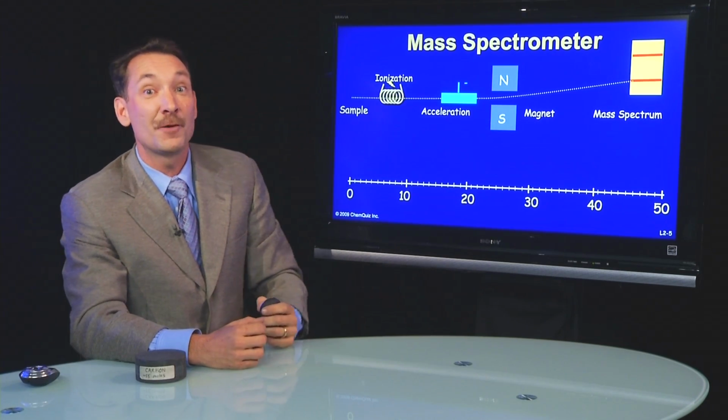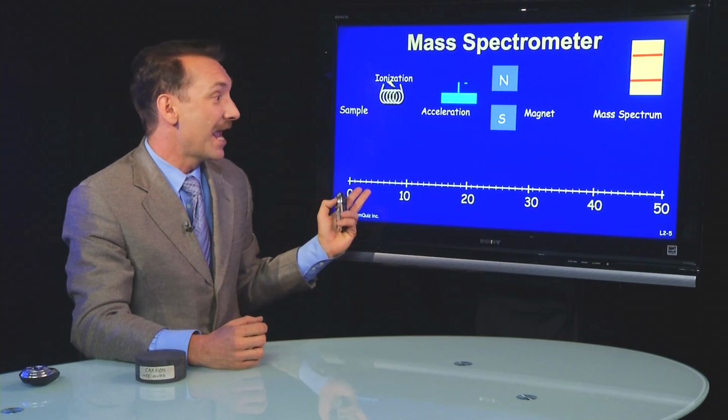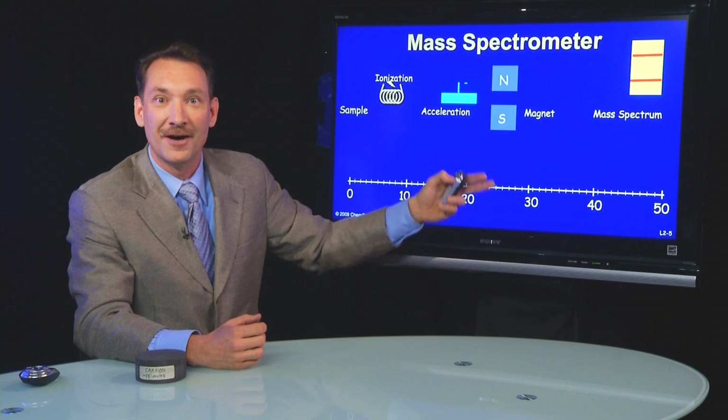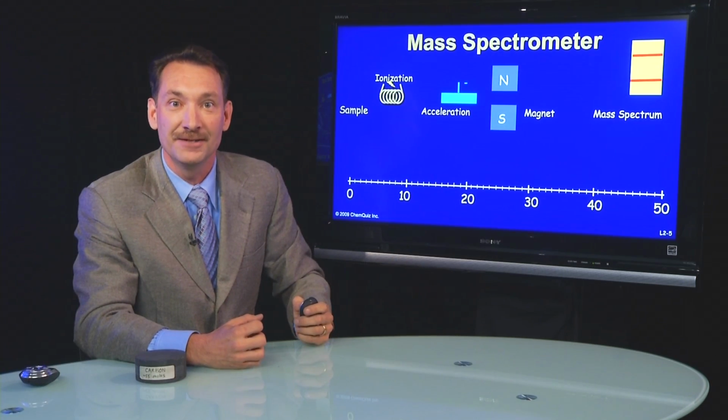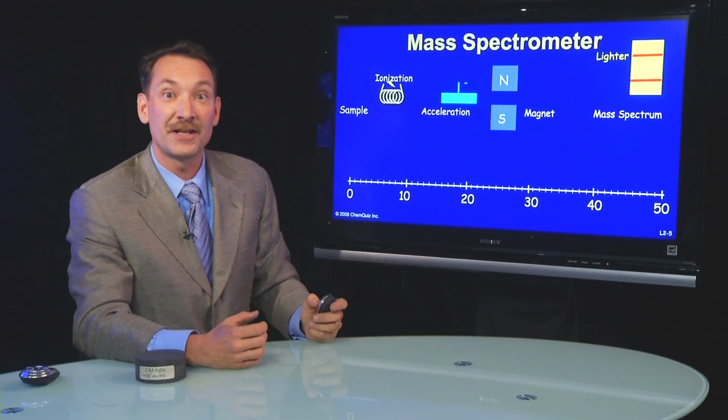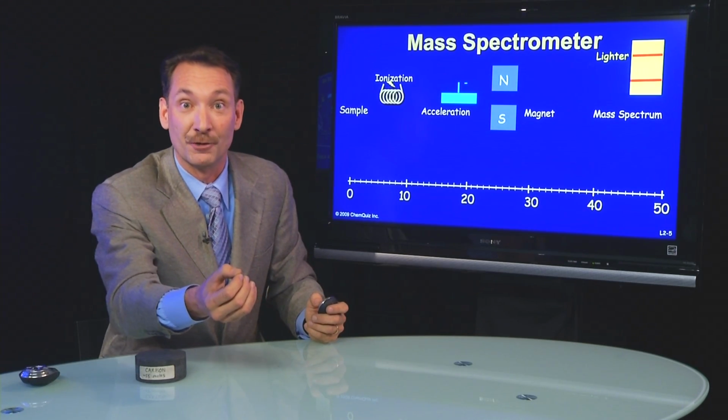So what the output of the instrument looks like is a mass axis that will tell you the mass of the particles that you injected. And there'll also be a vertical axis. And the vertical axis will tell us about how many particles there were.